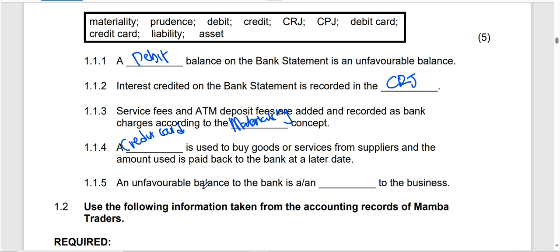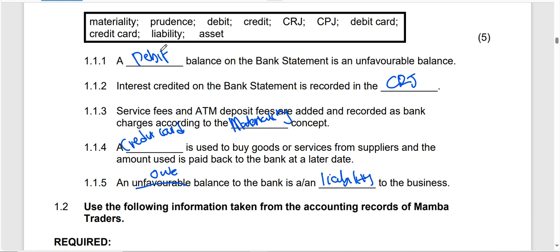Okay, next they're saying that an unfavorable balance to the bank is N or A. So in this case, when we have an unfavorable balance, remember, unfavorable balance means that we owe the bank, right? So if we owe, it means that we'd have the bank as a liability. Okay, so that's how you are supposed to deal with this concept.